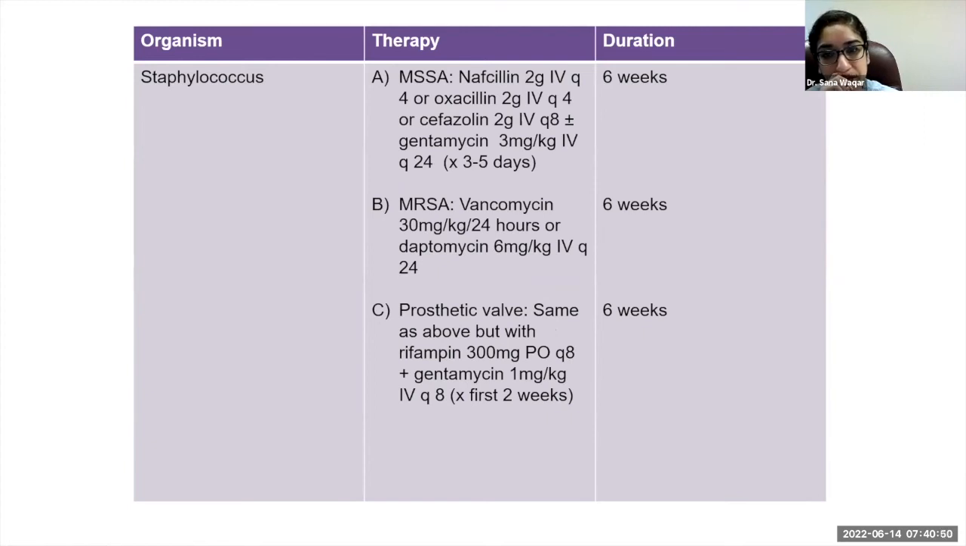Staphylococcus, again, MSSA versus MRSA, usually 6 weeks of treatment. If we're talking about prosthetic heart valve, we usually add rifampin and gentamicin for the first 2 weeks to help with biofilm penetration and just kind of helping eradicate the endocarditis in the setting of prosthetic material.